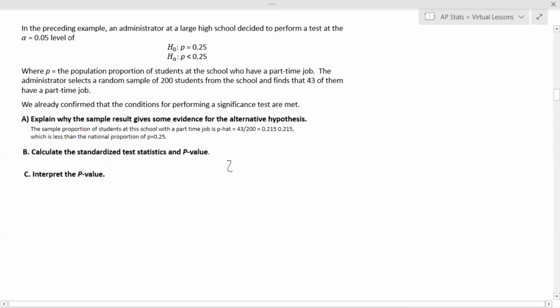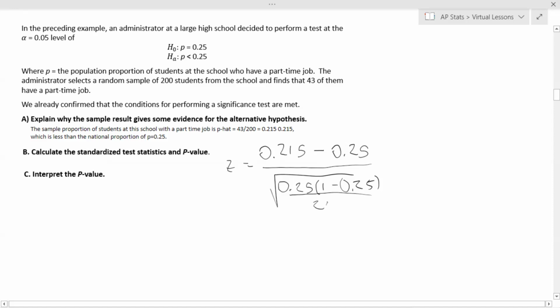So for this one, z equals 0.215, that's our p hat, minus p naught, which is 0.25, divided by the square root of p naught. Remember, we use the null value, not the sample proportion, to calculate the standard error here. And we get negative 1.143.